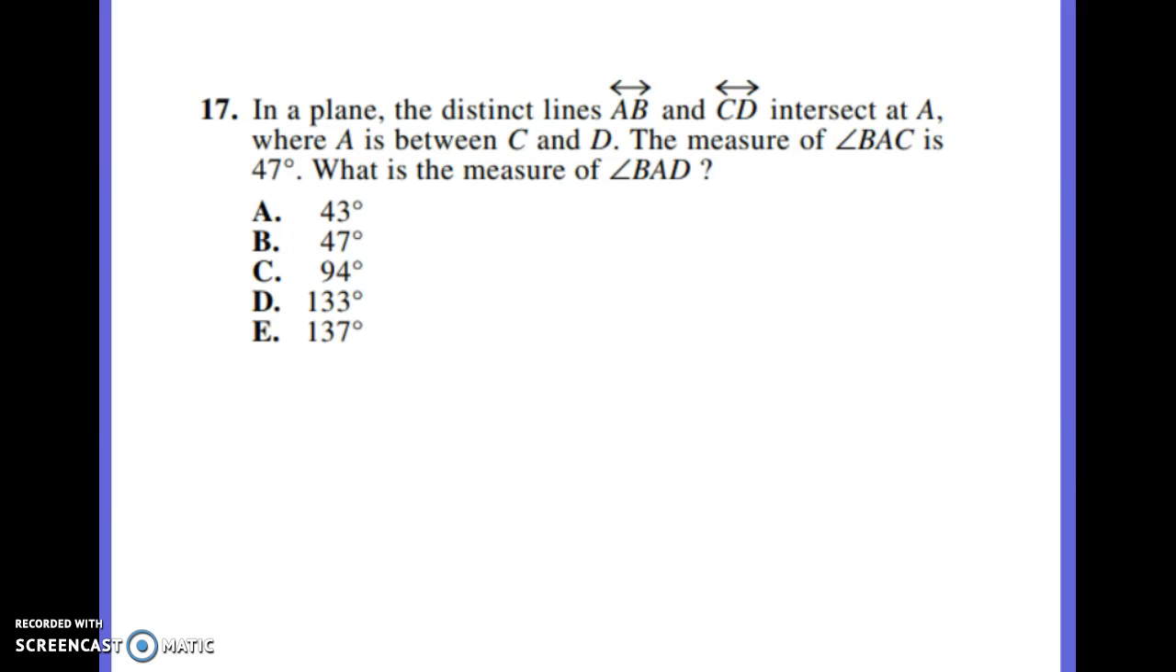Then in a plane, the distinct lines AB and CD intersect at A, where A is between C and D. So I would draw a picture. It doesn't have to be the best picture ever, just so you can get some things labeled. So A is the intersection point, so we'll call that point A. Here's point B, because AB and CD are distinct lines, CD being the other distinct line, again intersecting at point A.